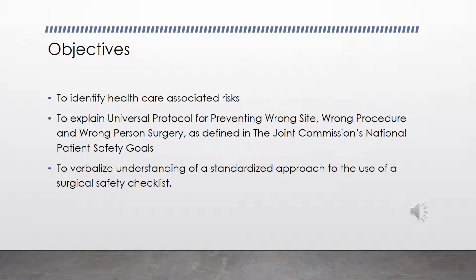The objectives of this course are to identify healthcare-associated risks, to explain universal protocol for preventing wrong site, wrong procedure, and wrong person surgery, as defined in the Joint Commission's National Patient Safety Goals, and to verbalize understanding of a standardized approach to the use of a surgical safety checklist.